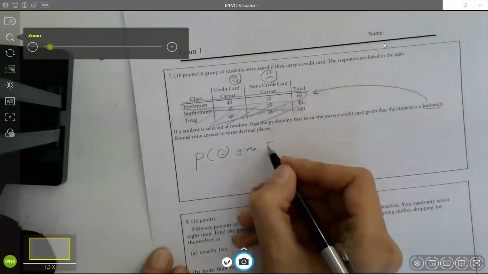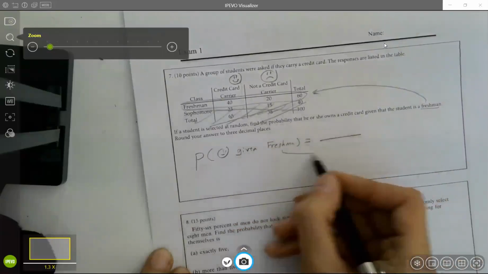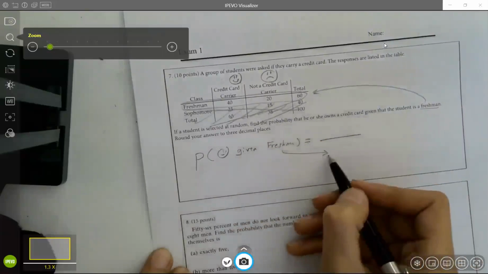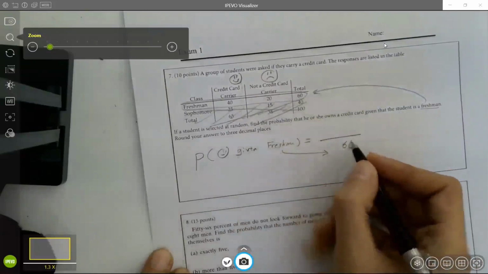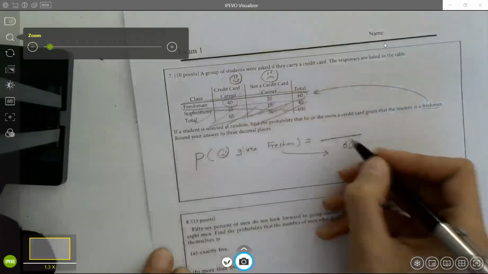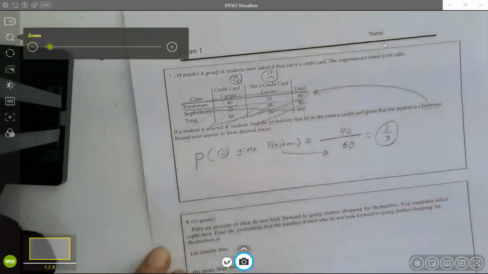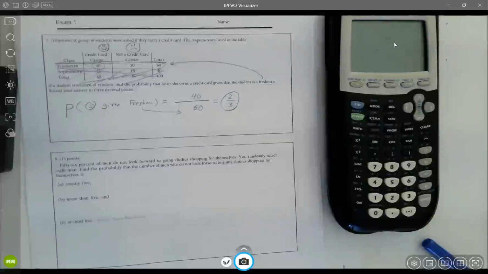Given a freshman, the number of freshmen that you have goes on the denominator, which is 60. How many of them are credit card carriers? Only 40 of them. So 40 divided by 60 is 2 thirds.